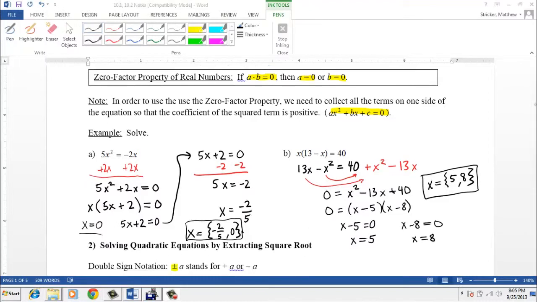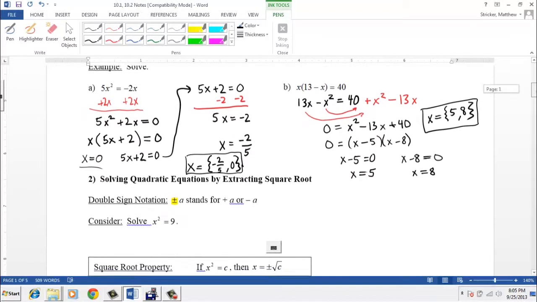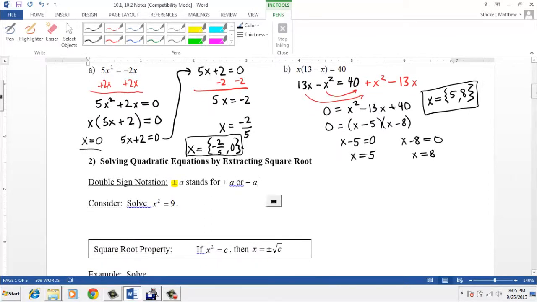Alright, welcome back. Let's now take a look at another method for solving quadratic equations, and that's the method of extracting the square root. This is where we want to solve an equation that looks something like x squared equals 9.